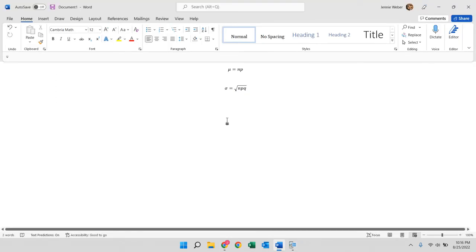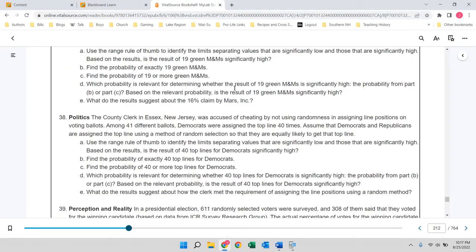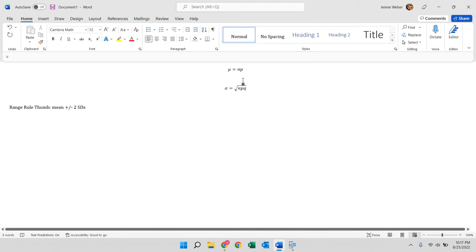So the range rule of thumb here is that you should be the mean plus or minus 2 standard deviations. So we need the mean and standard deviation. So how are we going to find that? Well, this is a binomial, okay? And we've got 41 different attempts here. And it's either the Democrats get the top line or not. So it's that two options, success or failure.